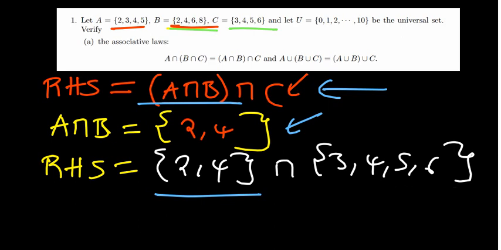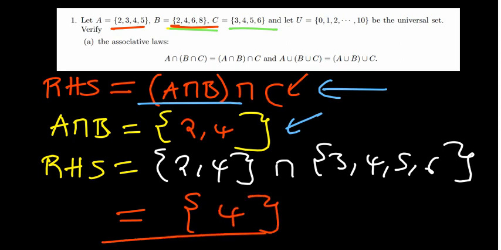Now we're trying to find the intersection. The intersection tells us to get the common elements. In this case, 4 is the only common element. So for our right hand side, we're also getting a 4. Any question?